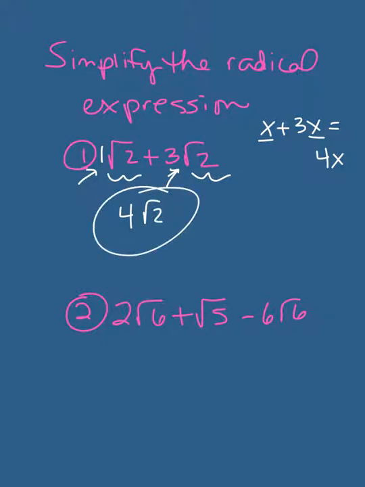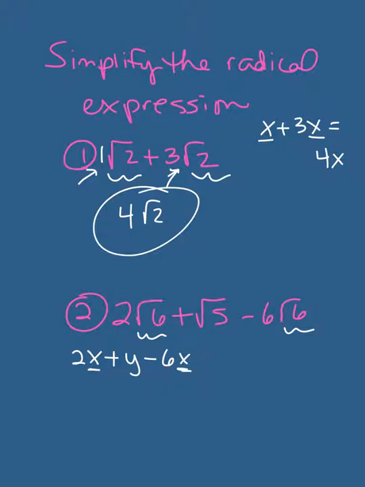Now in number 2, it's the same idea. I have 2 root 6 plus root 5 minus 6 root 6. I can only combine what is exactly the same. So I can combine the 2 root 6 and the negative 6 root 6, but I can't combine the root 5. It's similar again to variables. If I had 2x plus y minus 6x, I could only combine what's exactly the same, the x's.